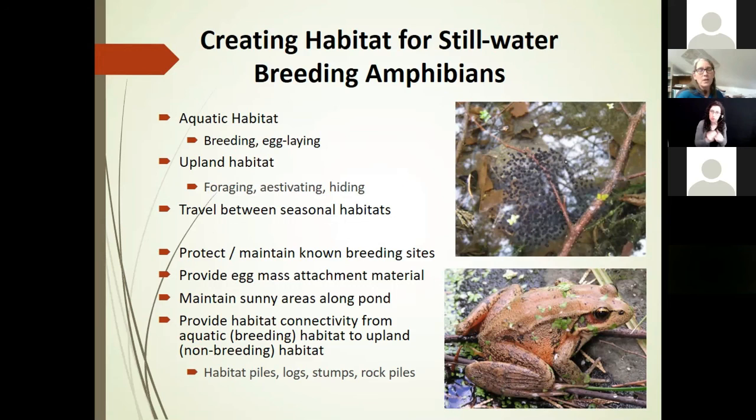And again, one of the main ones besides protecting the breeding sites would be to provide the habitat connectivity, the stepping stones. If it's not a fully vegetated swath from the breeding pond to the foraging area in the uplands, providing stepping stones in the form of logs and habitat piles and rock piles are things that can be pretty easily incorporated onto the landscape that have great benefits to these species.